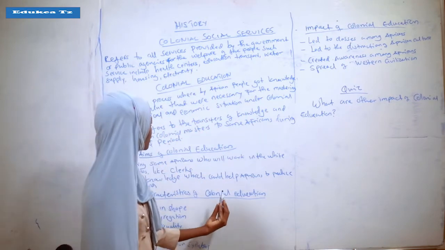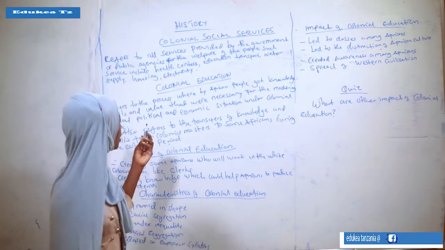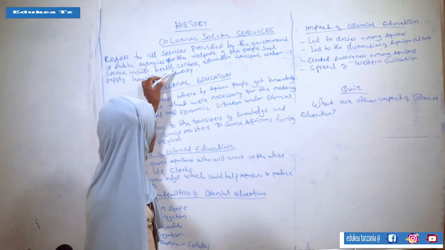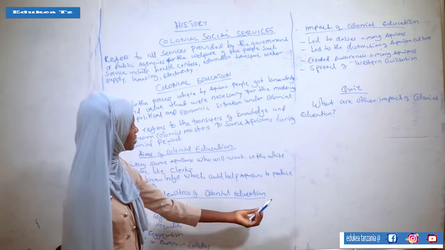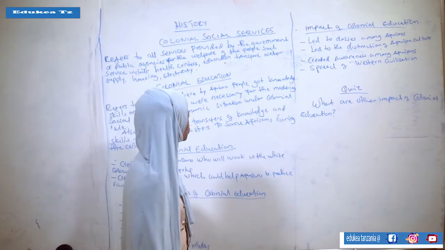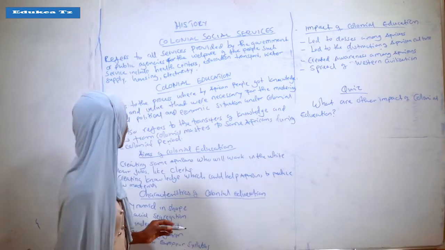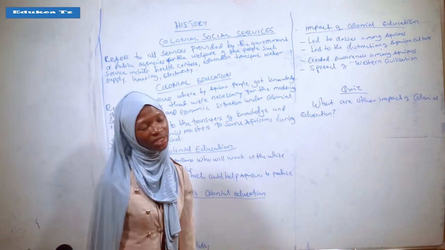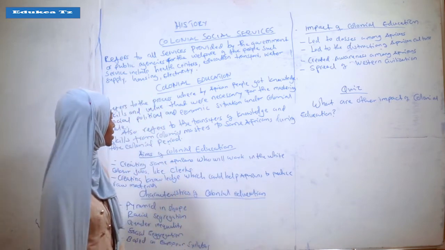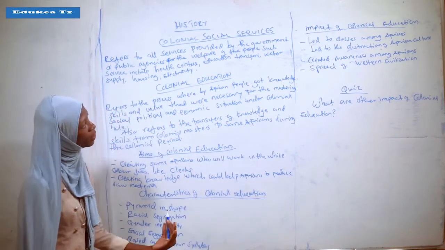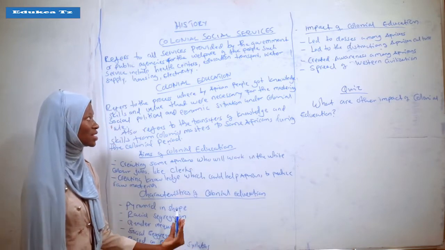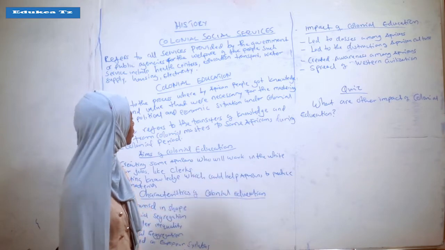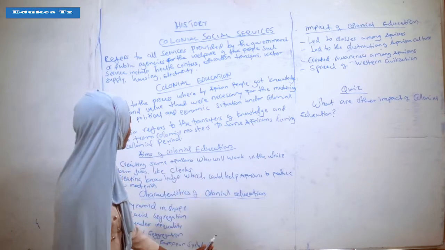They are social services, as we know. Social services include health centers, education centers, transport and communication, water supply, housing and electricity. During colonialism we had electricity, housing, water supply. They ensured all the services were provided in the colonial areas.